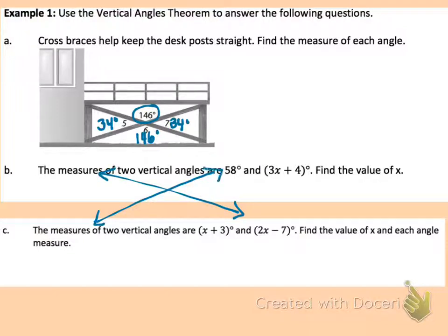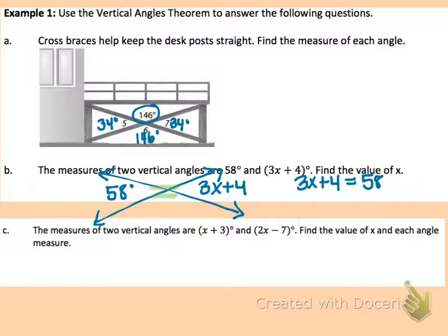And we know that they're vertical, and one of them is 58 degrees, and one of them is 3x plus 4 degrees. Well, what we know for sure, which is always true, is that vertical angles are always equal in measure. So we could just simply write an equation that says that they're equal and find out what x is then. So we could say that 3x plus 4 is equal to 58. And then we could just follow our steps to solve.